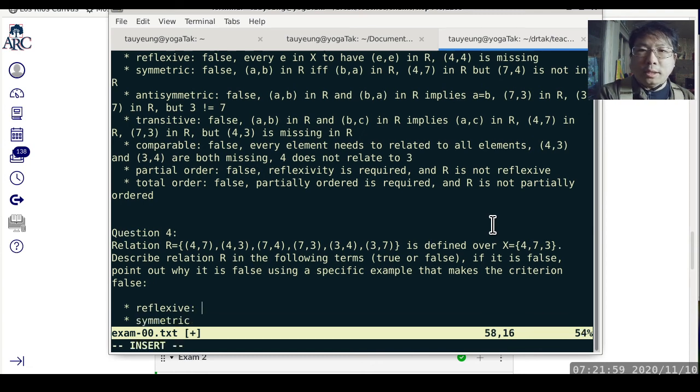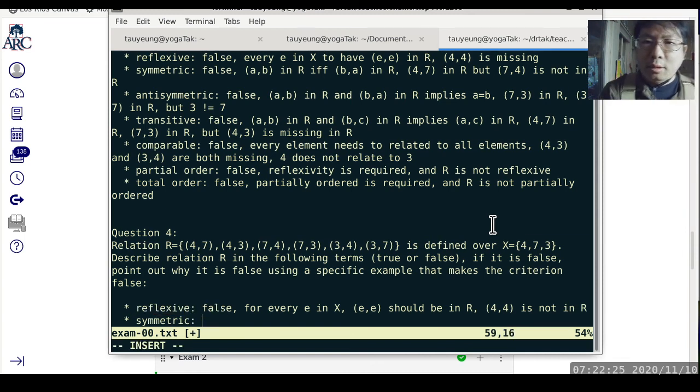And we'll now take a look at, is it reflexive? This one is quite clearly not reflexive, is it? Okay, so for every E in X, EE should be in R. And now we say 4 4 is not in R. There we go. Is it symmetric? Okay, so we start with 4 4 is there, 4 3 is in there, 7 4, and 4 7 is in there, 7 3, 3 7 is in there. So it is symmetric. So we say true.